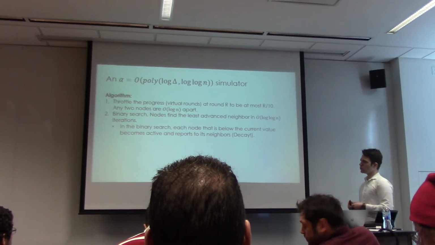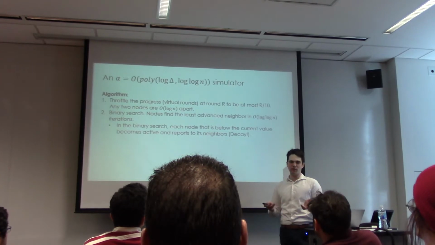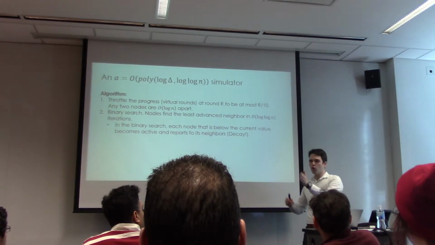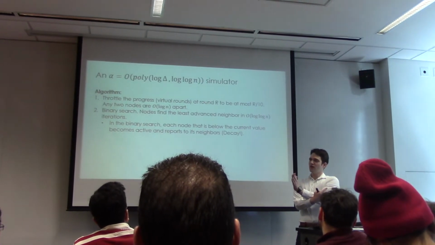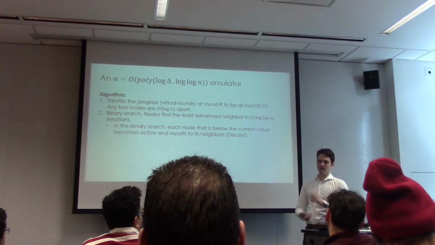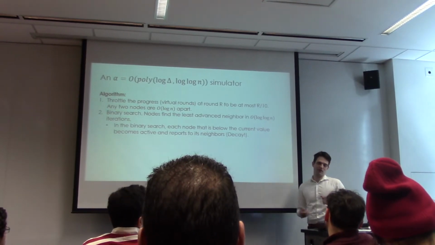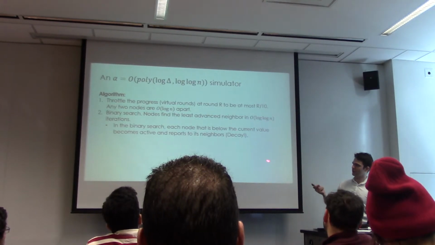And how do you do it? Well, let me just shove a bunch of details under the rug, and the main idea is: you do the binary search, and you're only interested in who is below the threshold that you're searching for. So basically, you want to find out, is there an active node in your neighborhood? And we have a primitive for it. So that's exactly how you do the binary search. You just use the decay primitive.